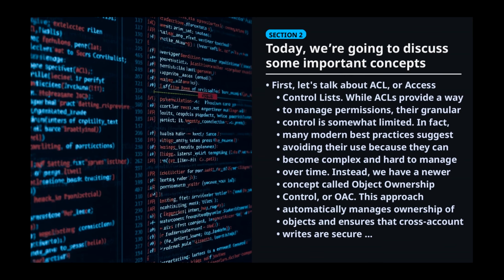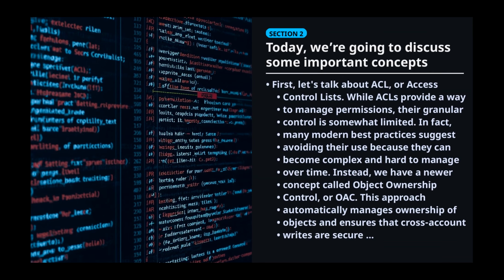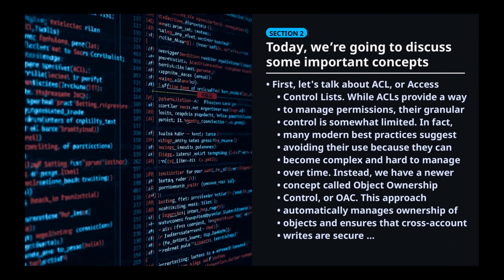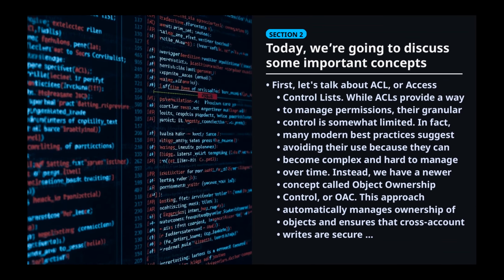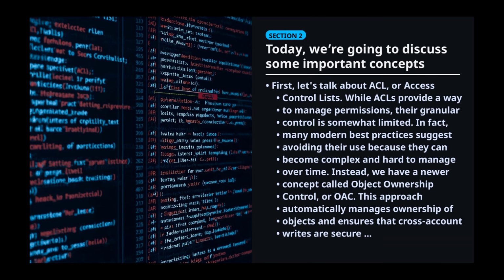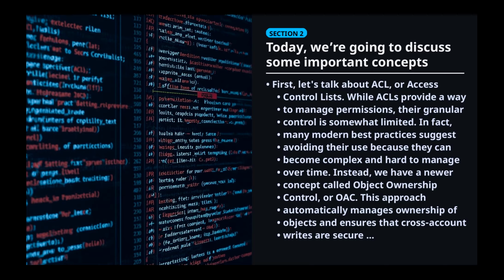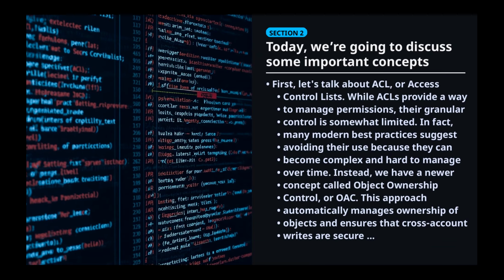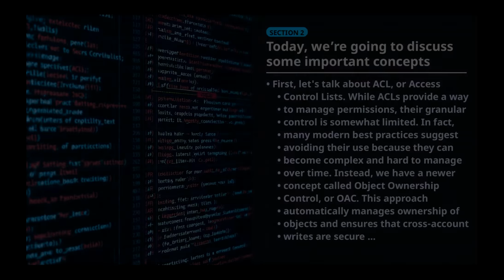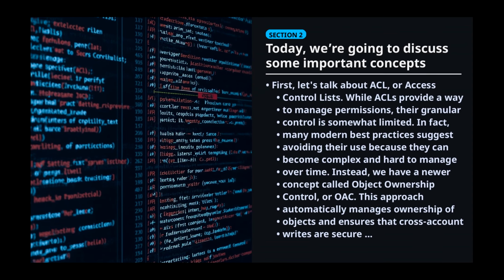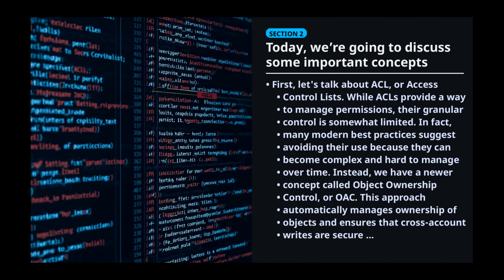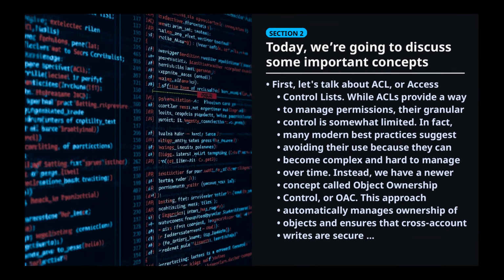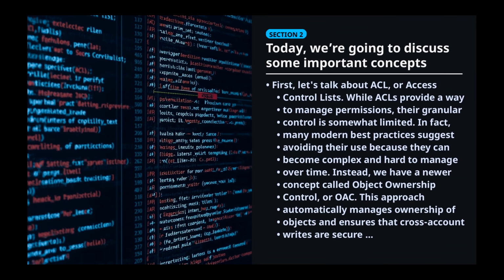Think of OAC like a well-organized library system. Instead of having a long list of rules for who can borrow which book, the library automatically tracks who owns each book and who can access it. This makes everything smoother and more secure. In summary, while ACLs have their place, OAC offers a more efficient and secure way to manage access and ownership in today's systems.